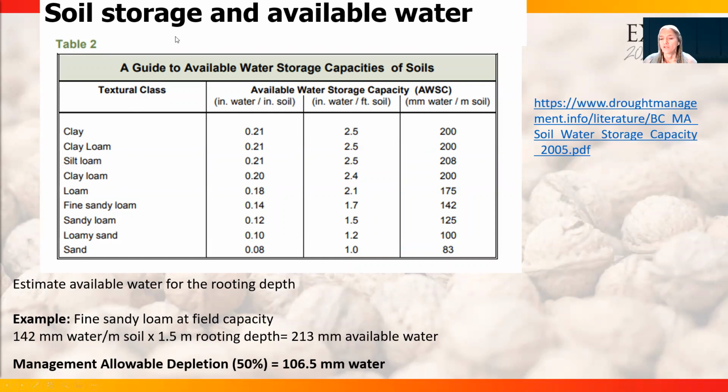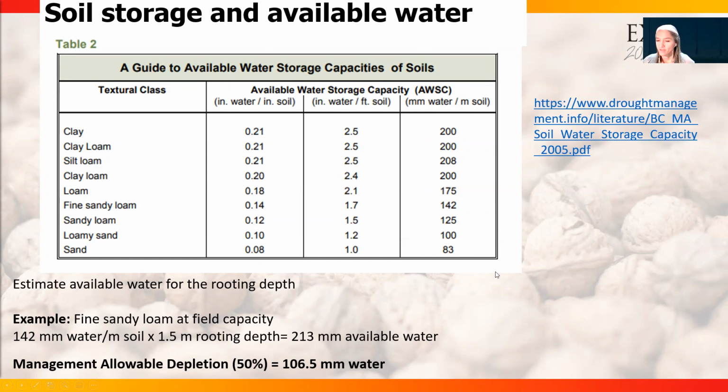So the soil storage and available water, as I mentioned, will vary with different textures of soil. This table provides the general values that correspond. We have those reported in inches per inch of soil, inches per foot of soil, and then millimeters of water per meter of soil. For example, if we are looking at a fine sandy loam, there is about 142 millimeters of water per meter of soil. For a 1.5 meter rooting depth of a walnut tree, that is equal to 213 millimeters of available water.